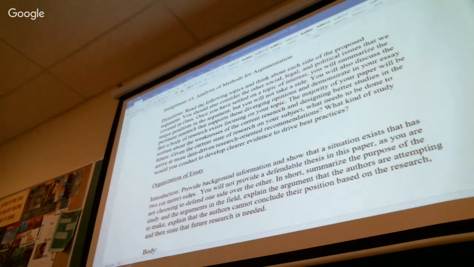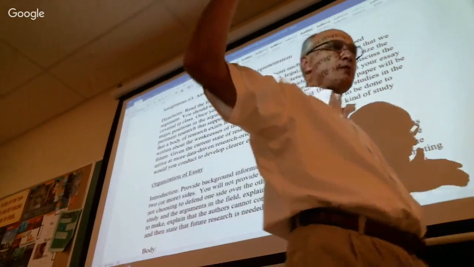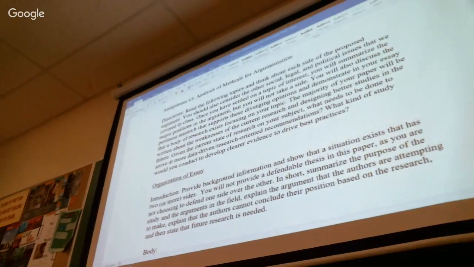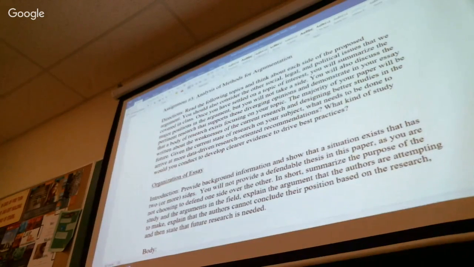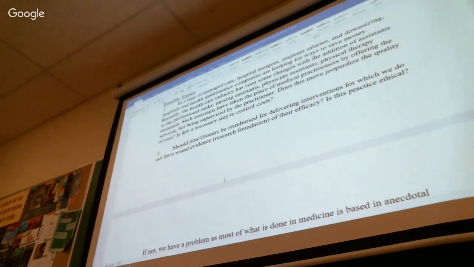Anybody got any ideas of things that they're thinking about? I don't want treatments, right? I'm just talking about social, political, legal issues, right? So if you have any questions about what that is, you might want to shoot me an email over the weekend if you're looking at something and you don't know if it's a social, political, legal issue or not. We'll talk about it. Oh, yeah, do you have a question?